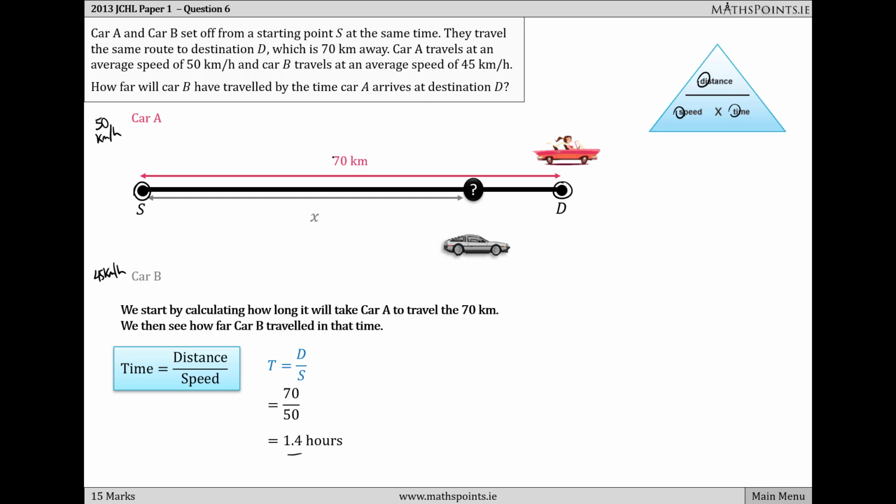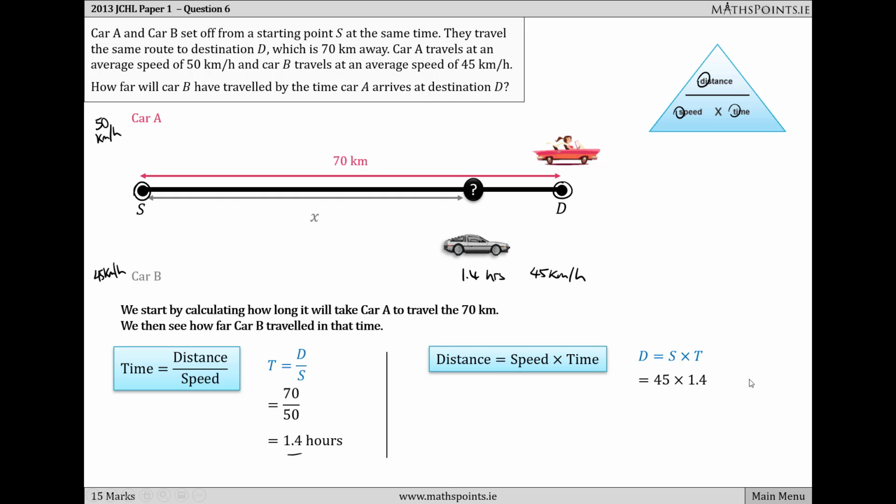We're interested in the distance travelled by car B in 1.4 hours at a speed of 45 kilometers per hour. And so distance is equal to speed multiplied by time. So multiplying the speed 45 by the time 1.4, we calculate that car B has travelled 63 kilometers in the time it took car A to reach D and travel the full 70 kilometers.